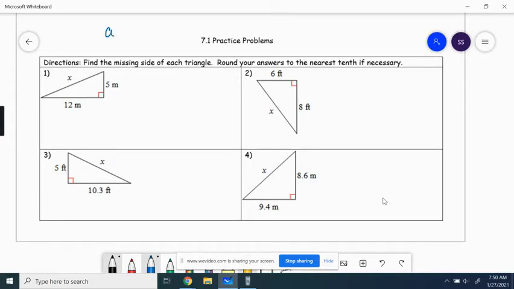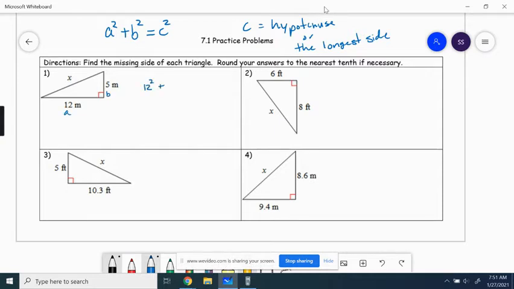Let's write out our Pythagorean theorem up top. A squared plus b squared is equal to c squared, and c has to be the hypotenuse, or the longest side. It's also always across from the right angle, okay? So let's just go with number 1 here. So x has to be our c squared, so let's call this a and this b.